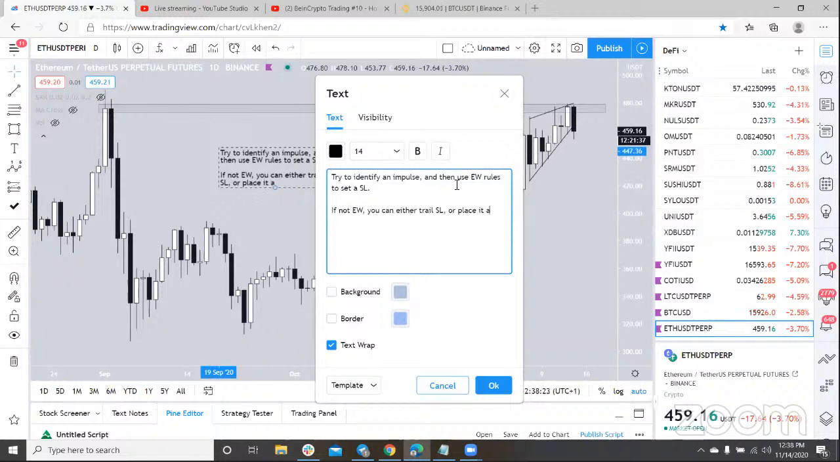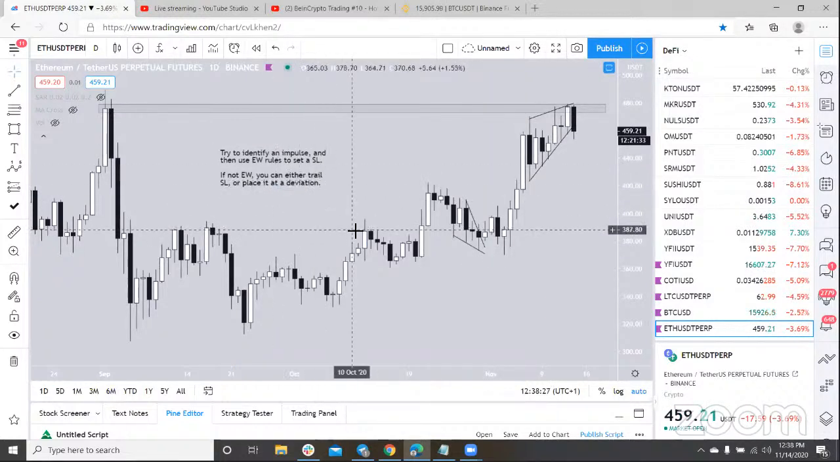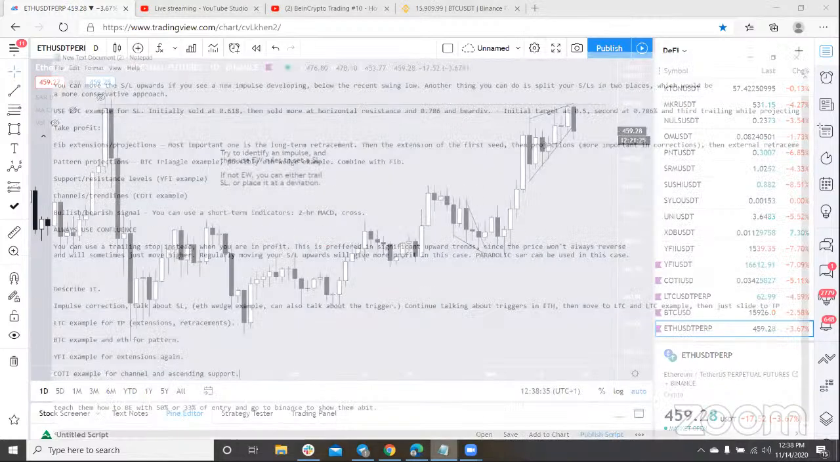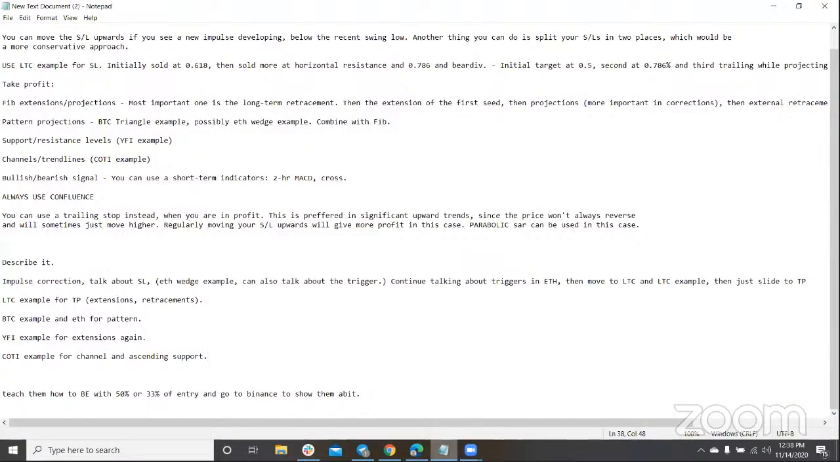Or place it at the deviation. Now, the thing about placing at the deviation is that sometimes you get a stop loss very far away.